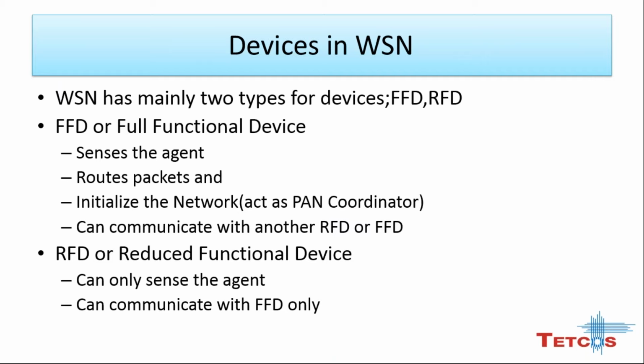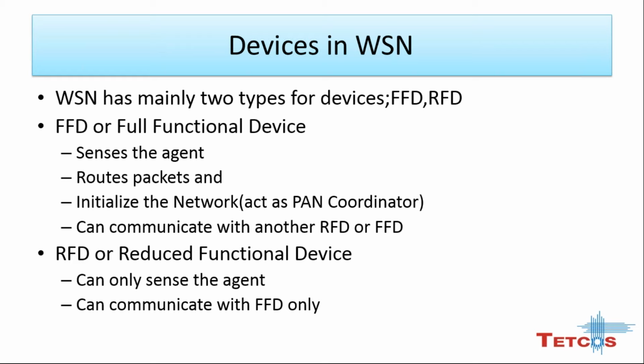Then these are the devices which we use in a wireless sensor network. So WSN has mainly two types of devices. One is FFD and the other is RFD. FFD is full functional device. As the name suggests, it has the full functionality. That is, it senses the agent, it routes the packets, initializes the network, acts as a PAN coordinator, and communicates with another RFD or FFD.